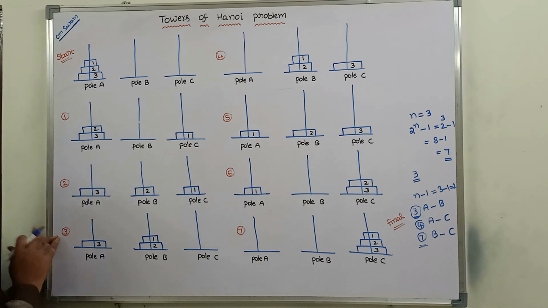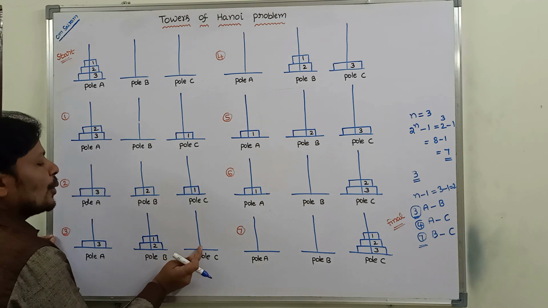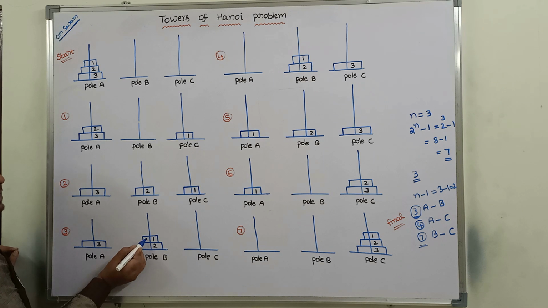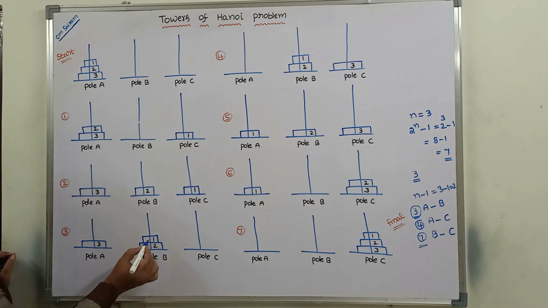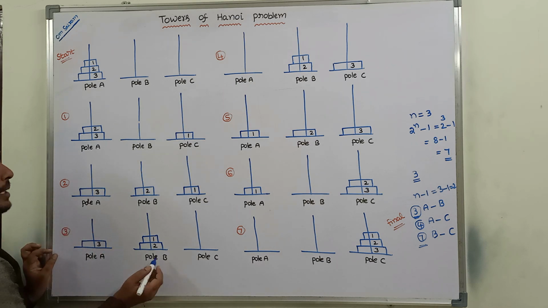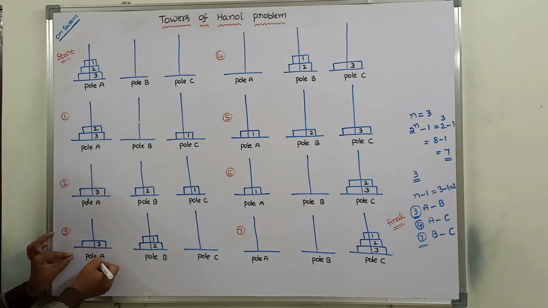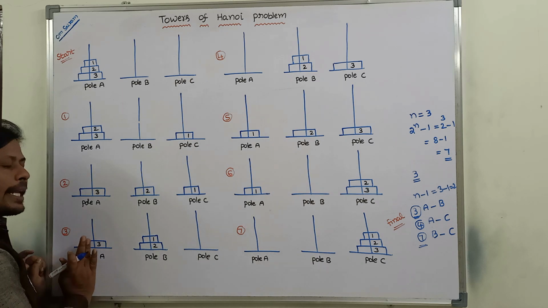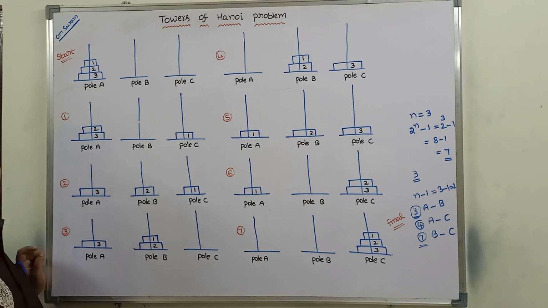Next, in the third step, the first disc can be moved from pole C to pole B. Here the first disc has the lowest weight compared to the second disc, so the condition is satisfied. After completing 3 steps, N minus 1 discs, that means 2 discs, are placed on pole B, and 1 disc is on pole A. Now, in the fourth step, disc 3 can be moved from pole A to pole C.